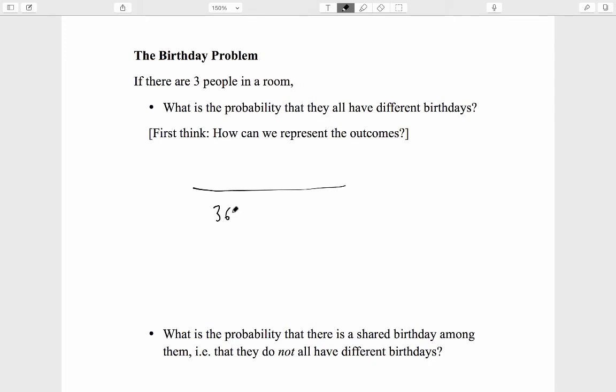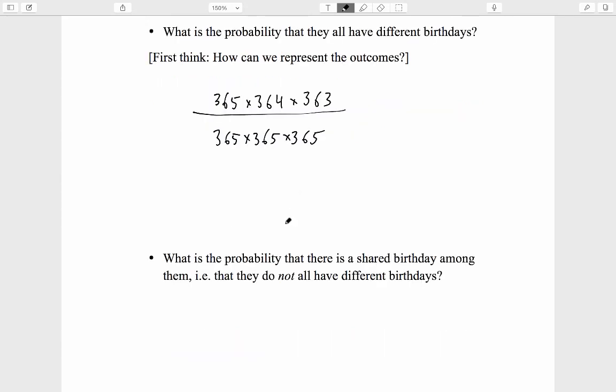In the experiment as a whole, there are 365 times 365 times 365 different possible outcomes. How many count towards our event? 365 times 364 times 363. 3 slots here for the number of people in the room, and 365 possibilities initially in each slot. What then is the probability that there is a shared birthday among them? What is the probability that they do not all have different birthdays? This is just the probability of the complementary event. This turns out to be rather a small number, only about 0.0082, so it is quite unlikely in a group of 3 people that there is a shared birthday among them.